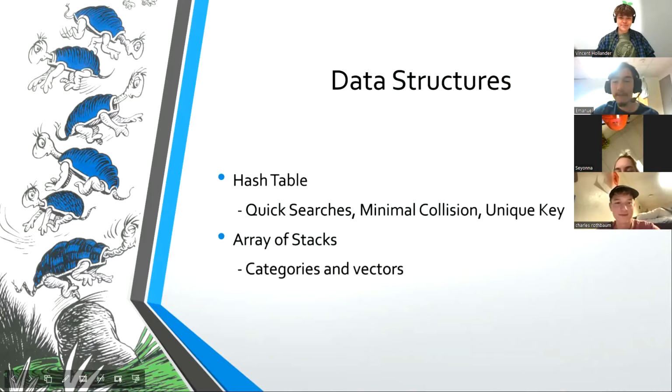The data structures that we have decided to implement are the hash table, which allows for quick searches of O(1), minimal collision, and having a unique key which prevents collisions. And then the other implementation was the array of stacks, and that allows us once again to get a whole category of tricks and implement them.